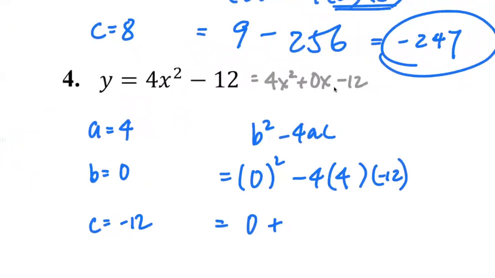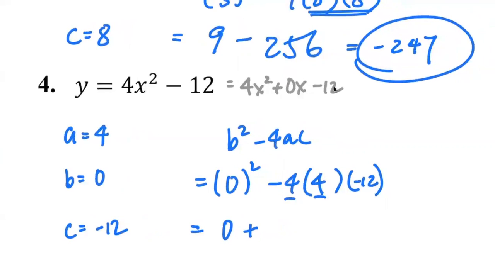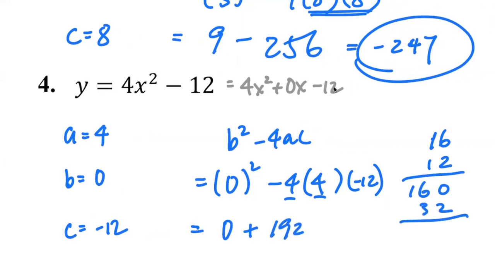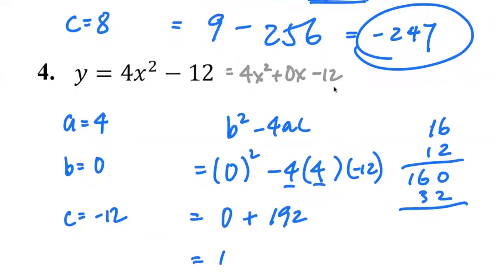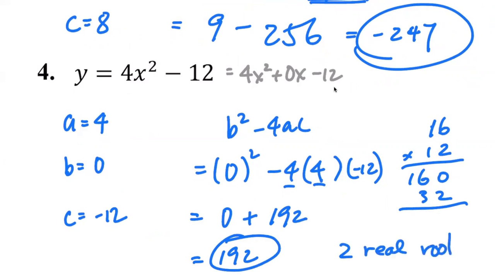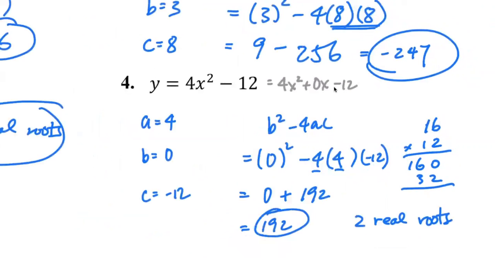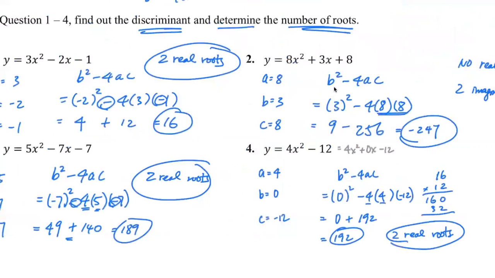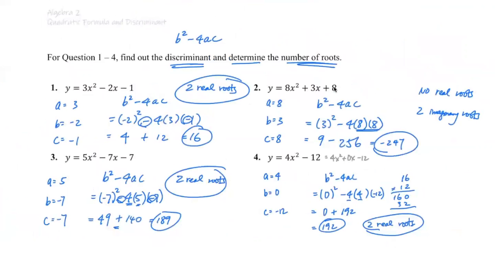but you still want to show it. So 4 times 4 is 16. 16 times 12, it's 160 plus 32, so 192. So it's equal to 192. So that's two real roots. Okay, two real roots. Easy. B squared minus 4ac, very important tool.